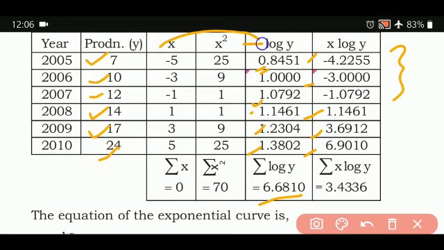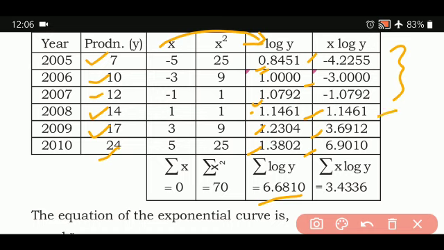Then I want to make the total of this log y, and the last column will be x into log y. You want to multiply x into log y. So minus 5 into 0.8451 will be minus 4.2255. Similarly minus 3 into 1 is going to be minus 3. Minus 1 into the log y value, you get minus 1.0792. Then 1 into log y, 1.1461, same value you are going to get.